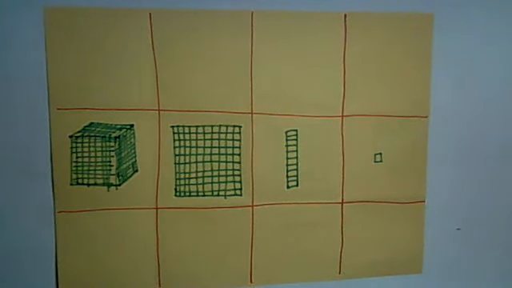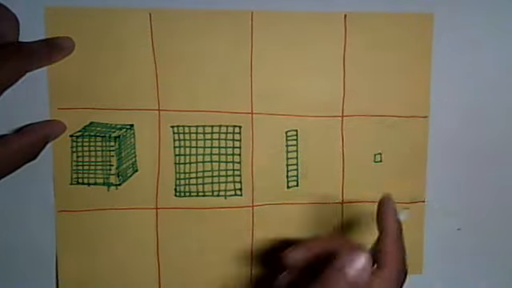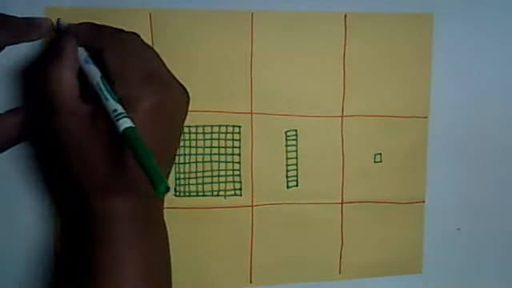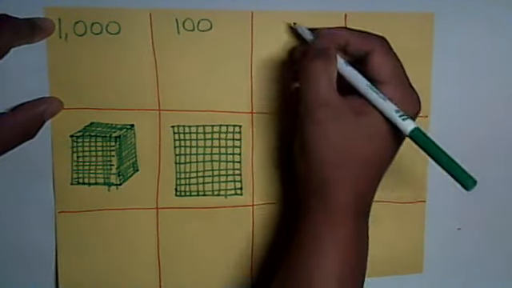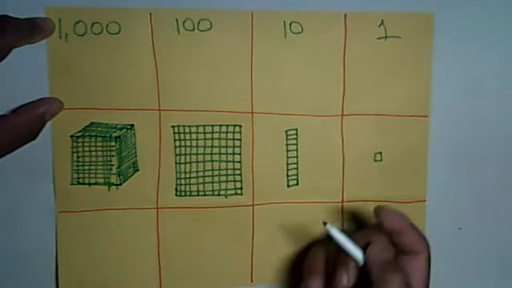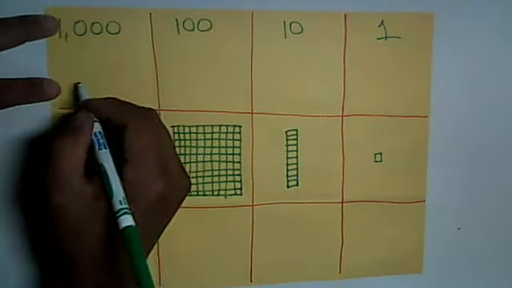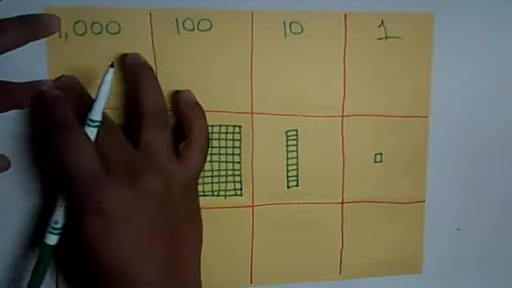Okay. Now I'm going to label the place value up here. This is 1000, 100, 10, and 1. Now I'm going to name them.